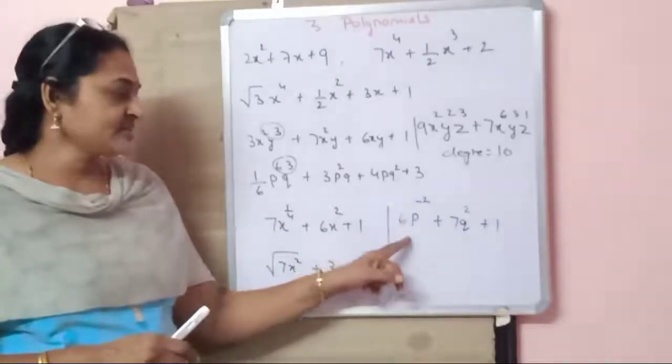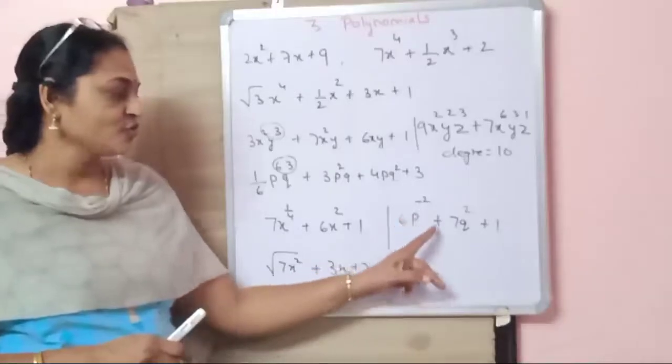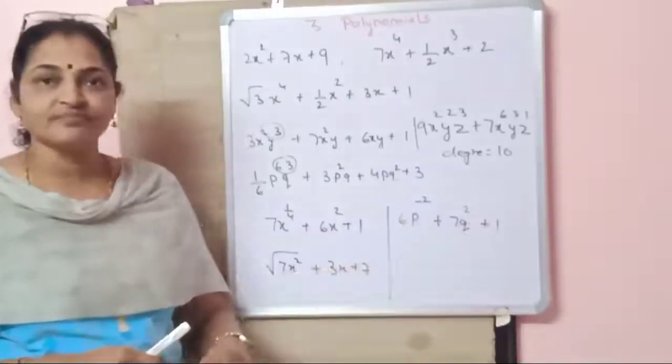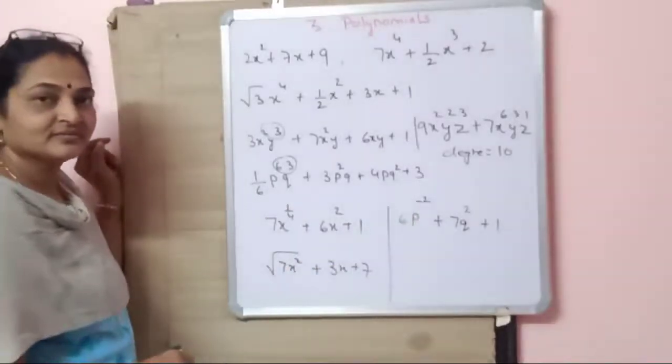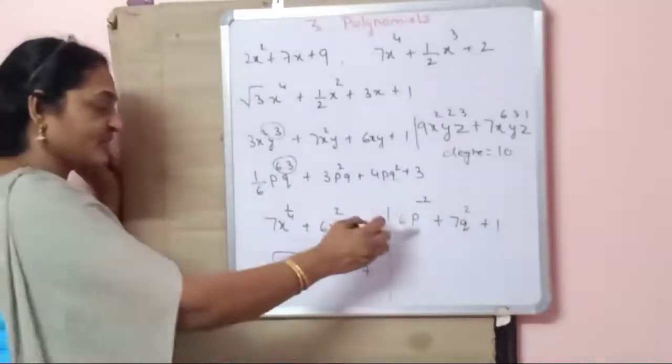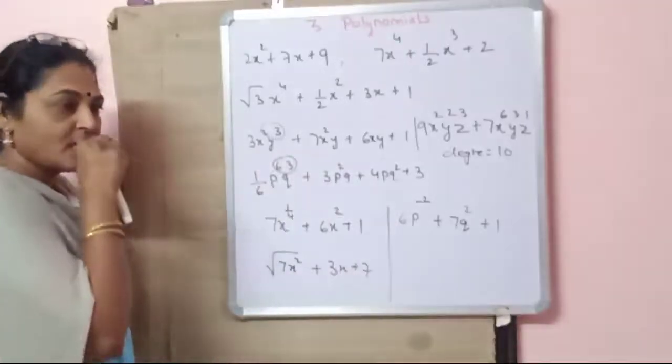Okay, then next one: 6p raised to minus 2 plus 7q square plus 1. Here minus 2 is not a natural number. It is an integer, therefore this expression is also not a polynomial.